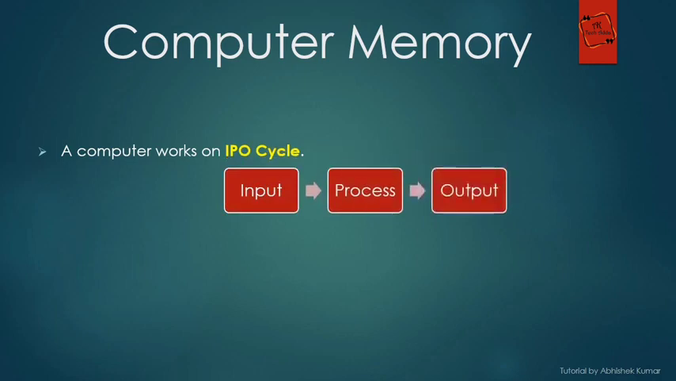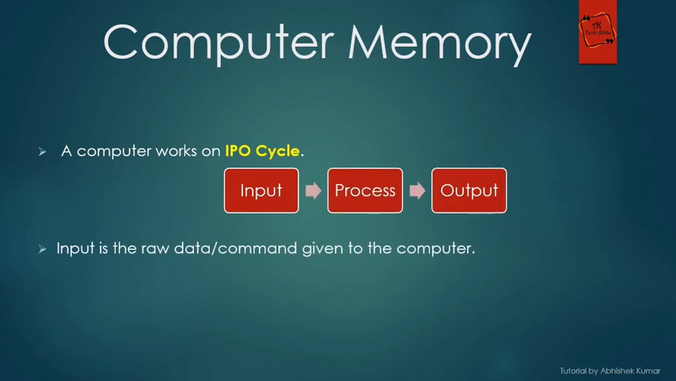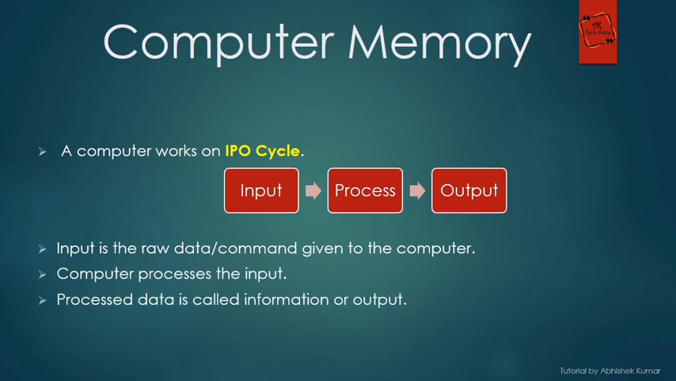Let me explain you. First of all, a computer takes input from the user, then the processor processes the data, and then that processed data is known as output, or you can also call it information. Now, we require input devices to give the input to the computer, a processing device, that is the CPU, to process, and output devices to display or give the output.